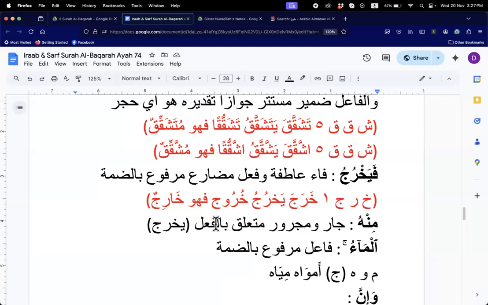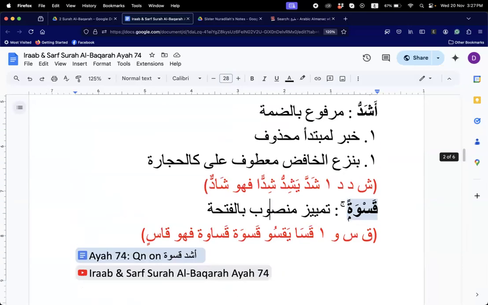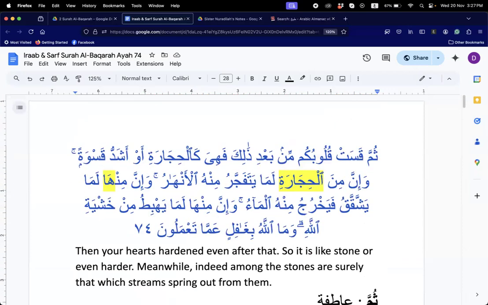Can you translate this part? Done. So the next one: wa inna minha lama. It's not meanwhile, the 'and' is already part of it. Indeed, from it, among it, meaning the stones.